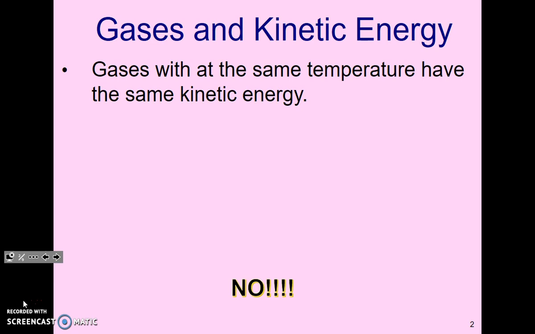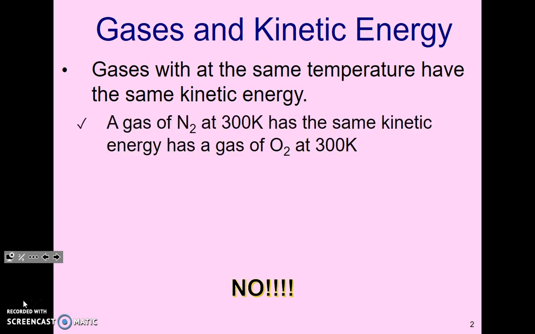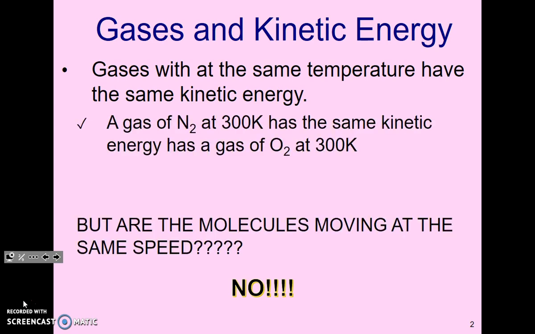A lot of times on the AP exam, I've seen questions where they'll give a table of gases with lots of information about them, their temperature, their pressure, and they'll ask which gases have the same average kinetic energy. It's always true that gases with the same temperature have the same average kinetic energy. Here is an example. A gas of N2 at 300 Kelvin would have the same kinetic energy as a gas of oxygen at 300 Kelvin as well. And again, that should say average.